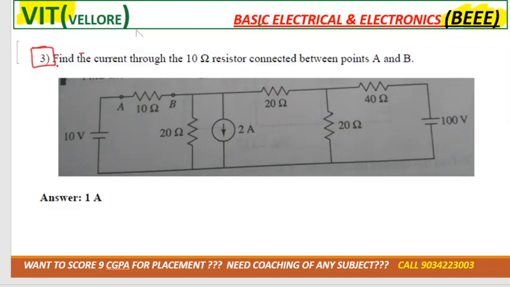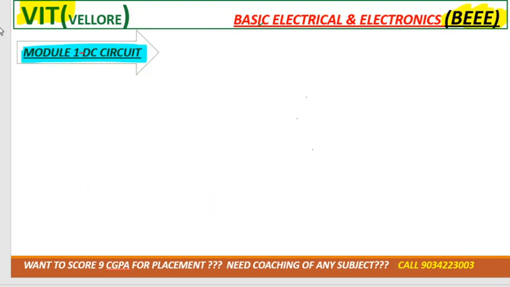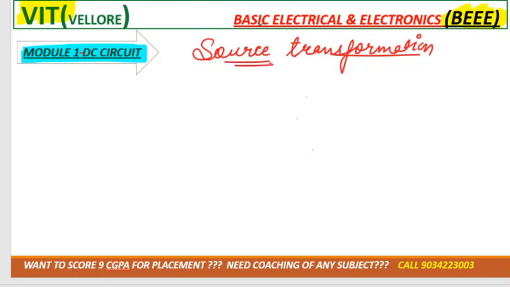They said find the current through the 10 ohm resistor connected between points A and B. Now see, if you solve it by mesh analysis, 1, 2, 3, 4, there will be 4 meshes, right? So it's better to convert the current source into a voltage source. That is known as source transformation. So this is also in your syllabus.